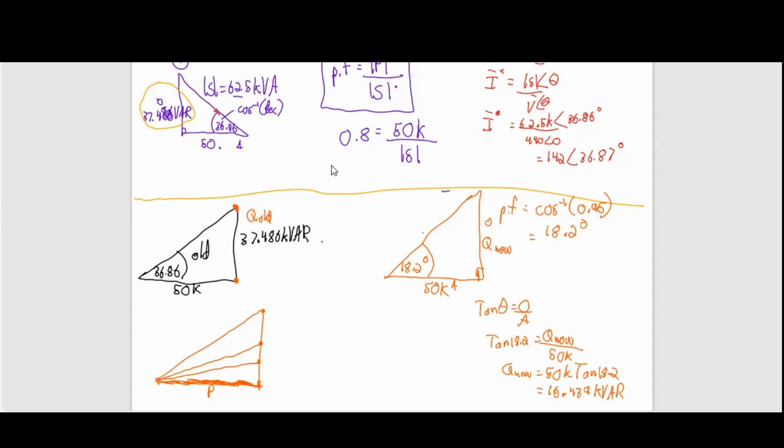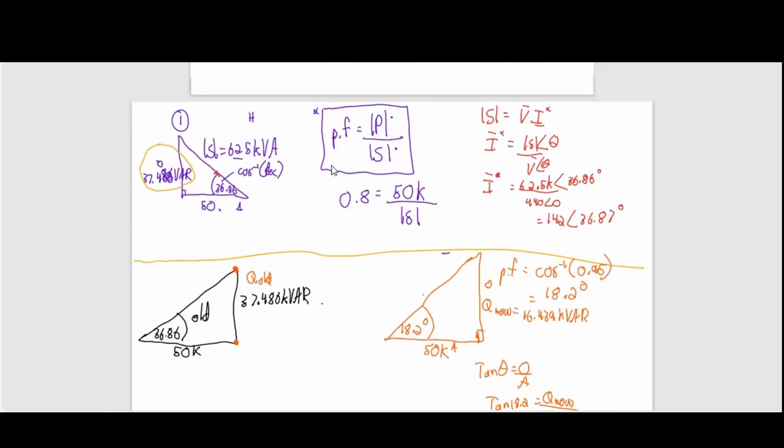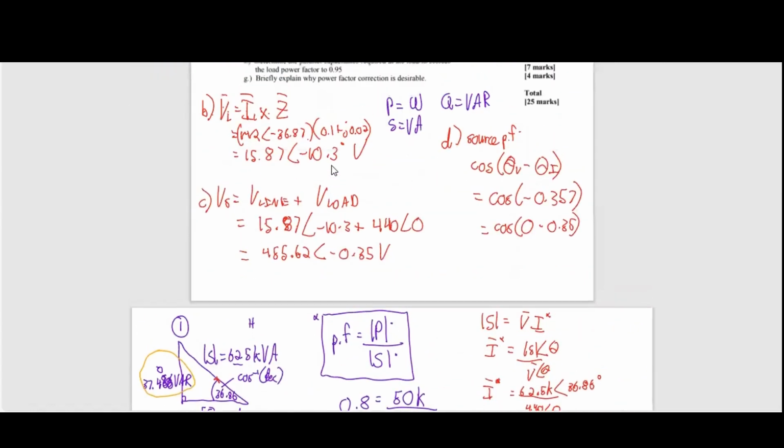That's what I want to correct it to. But right now I have this. So now we know the Q new, I can plug it in here. It is equal to 16.439 kilowatt. What happened in the question is, in order to correct the power factor to what you want it to be, you just add a capacitor in parallel with the load. That's literally what power factor correction is. You just add a capacitor in parallel with the load.